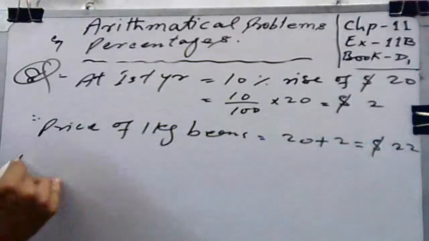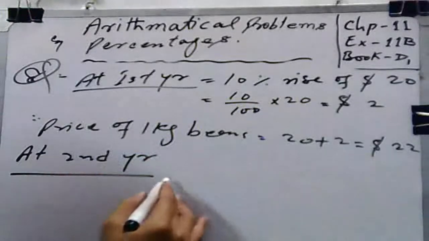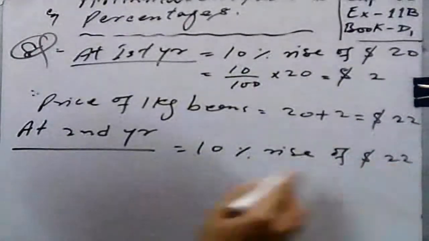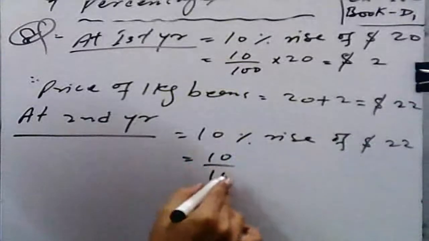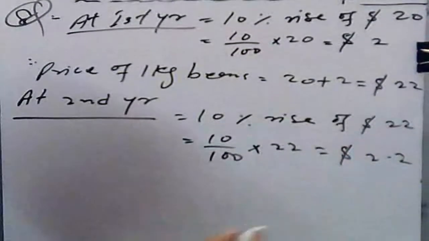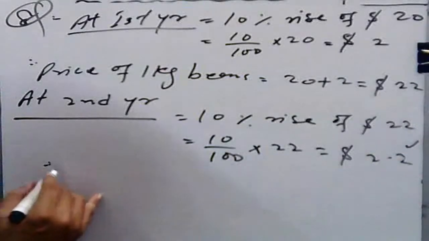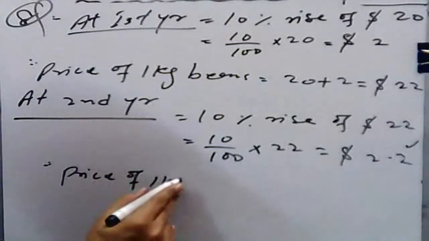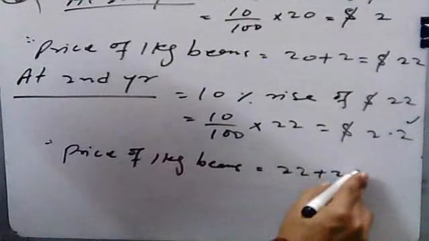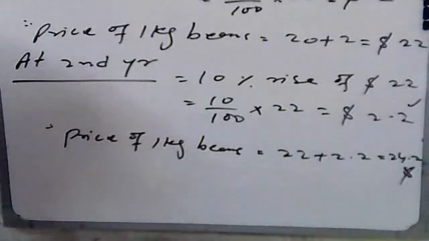That is your first year. At the second year, 10% rise of $22. What is the meaning of it? It means 10 divided by 100 multiplied by 22, you will get $2.2. So that is your increase. Then the price of 1 kg of beans is equal to 22 plus 2.2, you will get $24.2.